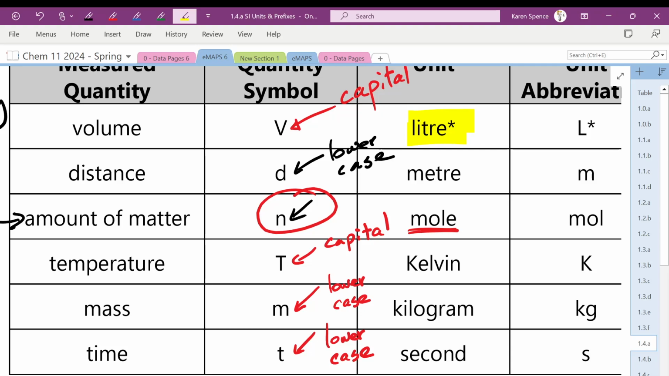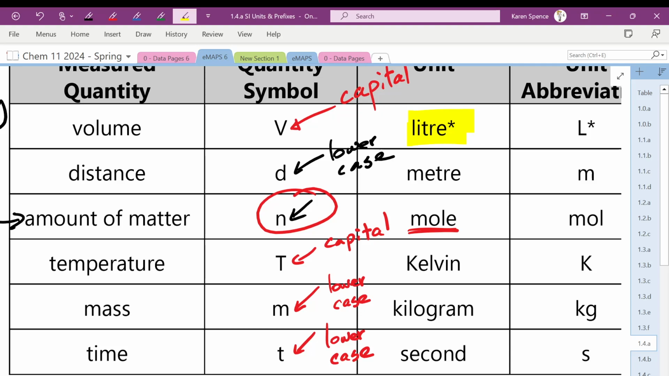All right. The unit for distance is the meter. I would like you to show me with your arms approximately how much is a meter. About like that? Meter. Amount of matter, like I said, that one's going to be hard to visualize because it's such a big number and it's counting such small things.